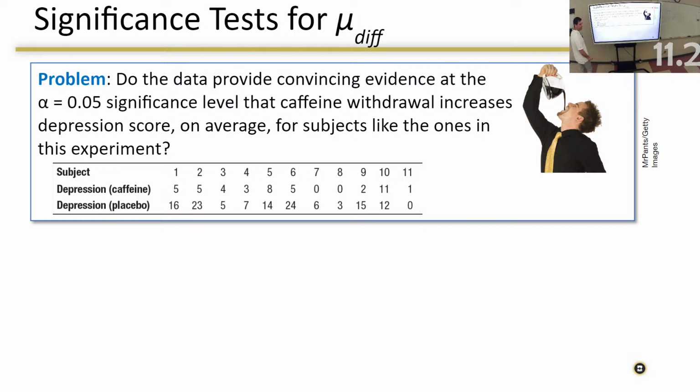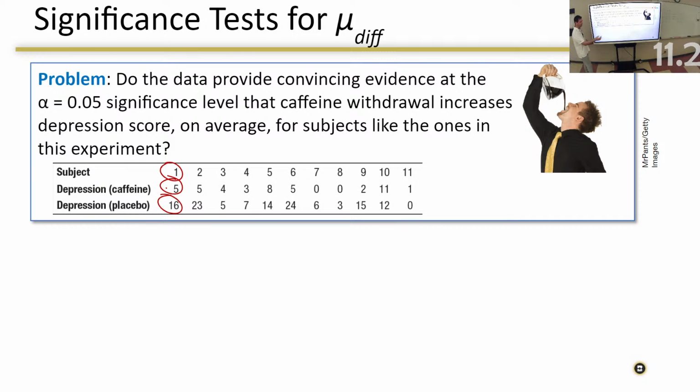This is what I need you to recognize. Here's subject 1. Here's their depression caffeine. Here's their depression placebo. That's the same person. It's not an independent random sample. I'm getting the data from the same individual. So when I'm getting 2 sets of data from the same individual, that has to be paired data. And you need to recognize it, okay?